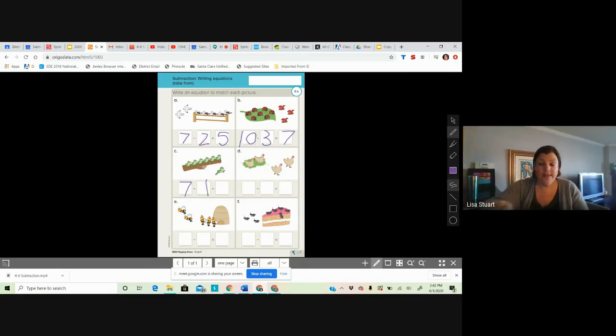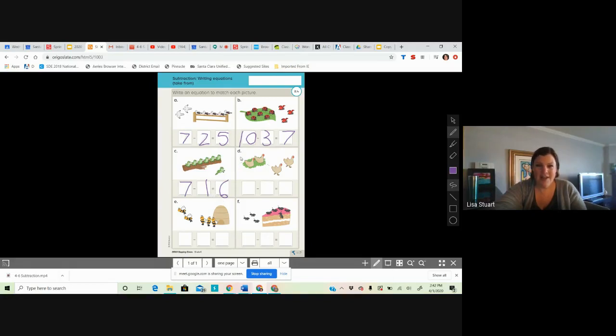Now I need to figure out how many frogs are left. I'm going to count all the ones that are still sitting on the log. Ready? 1, 2, 3, 4, 5, 6. What should I write in the last box? A 6. All right, let's read the equation. You can read it with me. My cursor is under the 7. Let's start with 7. 7 minus 1 equals 6.